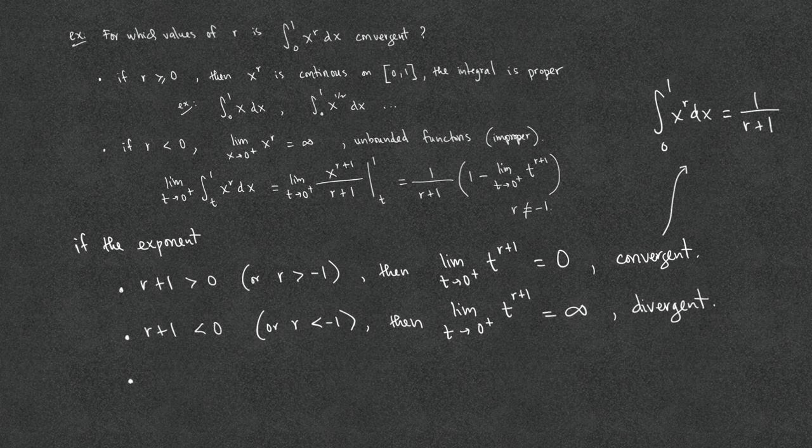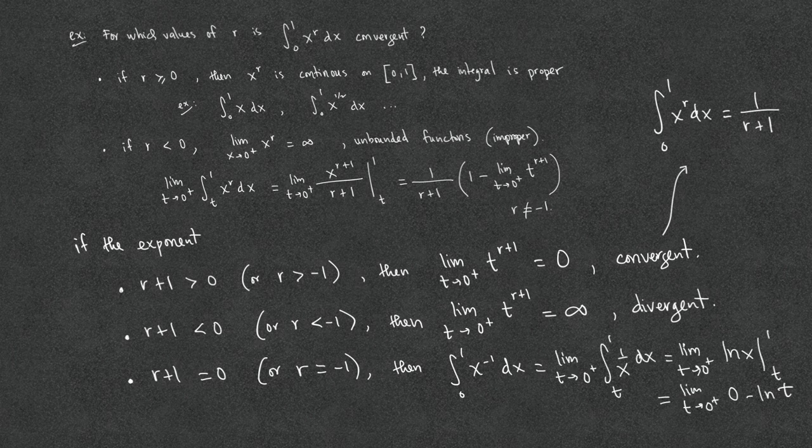With the case r plus 1 equals 0, or r equals negative 1, this integral is 0 minus ln of t, and as t goes to 0 from the right-hand side, ln of t goes to negative infinity, so the integral is divergent. Thus, the integral from 0 to 1 of x to the r dx converges only when r is strictly greater than negative 1.